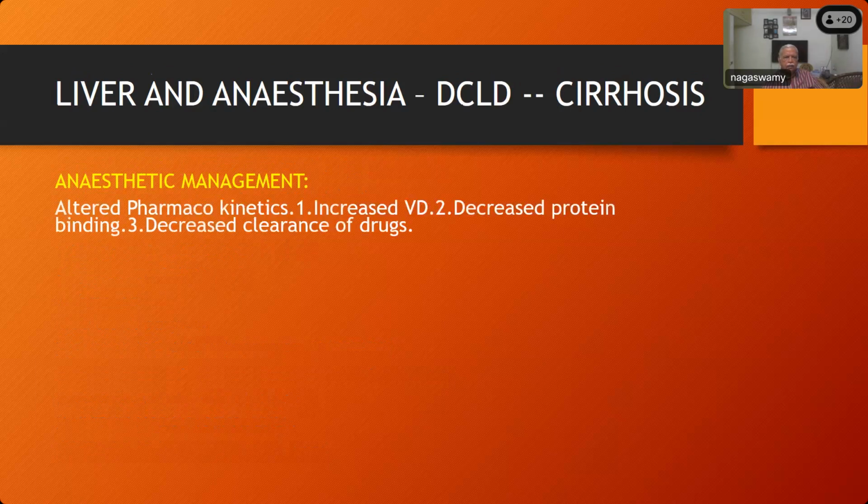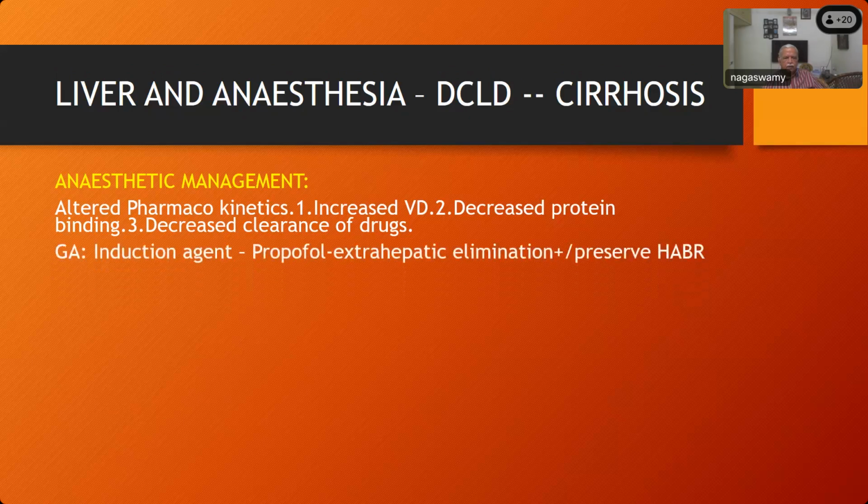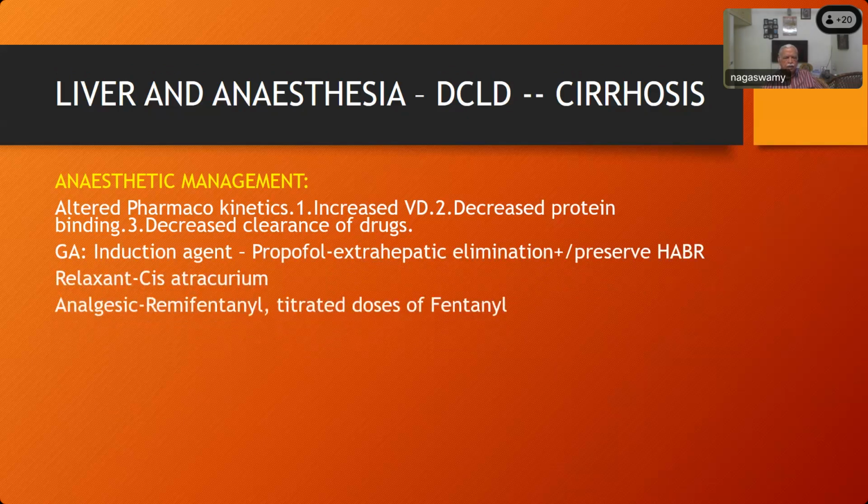Coming to anesthetic management, for most cases of liver disease, altered pharmacokinetics is there because of increased volume of distribution, decreased protein binding, and decreased clearance. So the induction agent of choice is propofol because it has extrahepatic elimination and it preserves the hepatic arterial buffer response. These are the two reasons why propofol is considered the ideal agent. The relaxant of choice will be cisatracurium. For analgesic, if remifentanil is available, you can use that. Otherwise, titrated doses of fentanyl will be good.